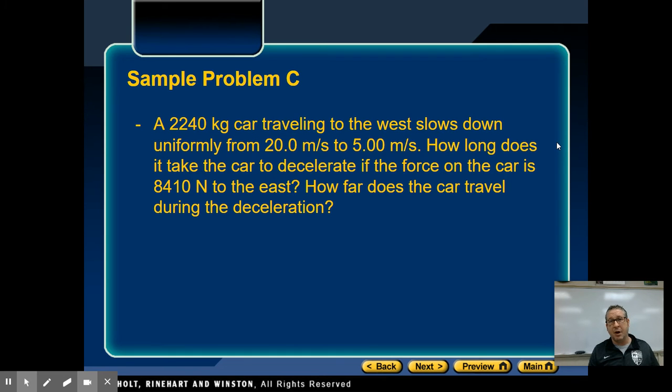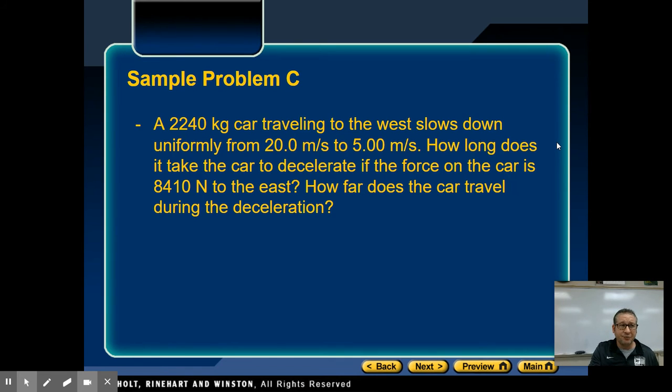today's practice problems. Again, we're utilizing the impulse momentum theorem, but you'll notice that in quite a few of these questions you're going to have to include a hopefully familiar face to help us solve this, okay? So let's start off, and I'll get to that in just a moment. You're definitely going to need your formula sheet for this because we're going to be calling back someone from the past. Anyway, we have a 2,240 kilogram car traveling to the west, slows down uniformly from 20 meters per second to 5 meters per second.